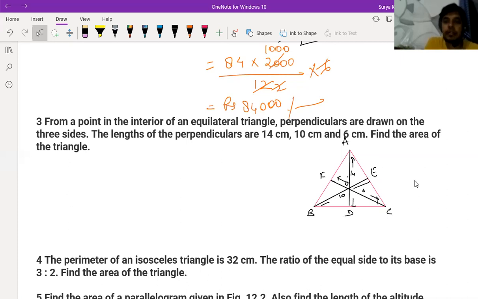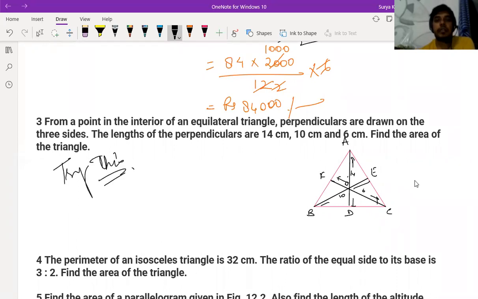You can find the area of the triangle, children. Just try it at home, okay? This is your homework. Try this. Take it as homework. Next, we are moving to question number 4.